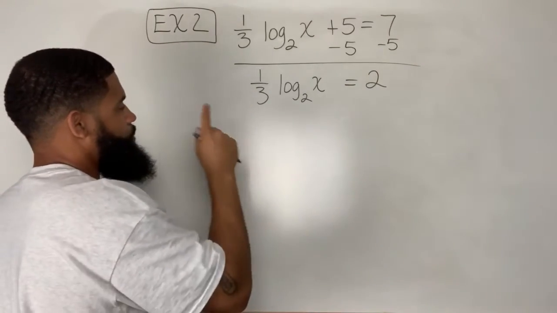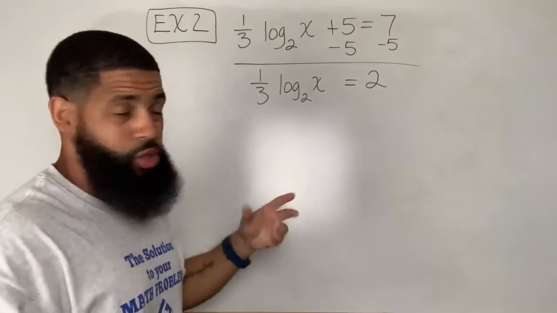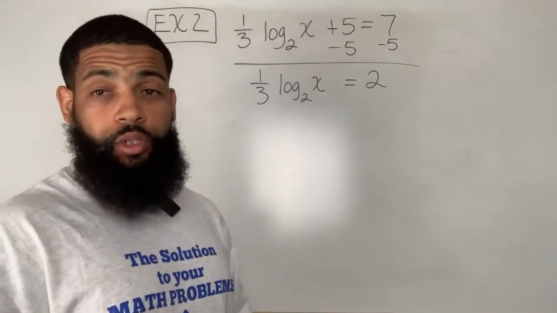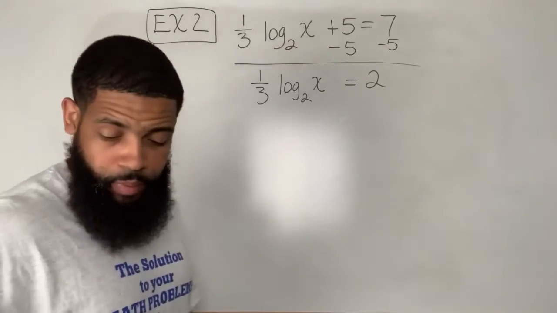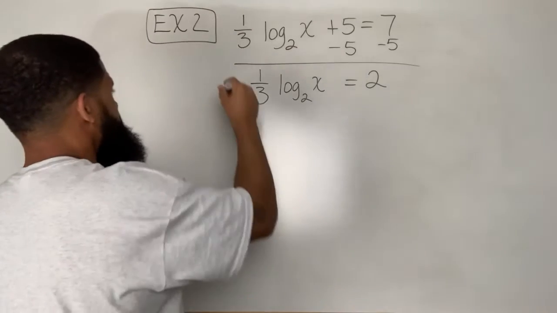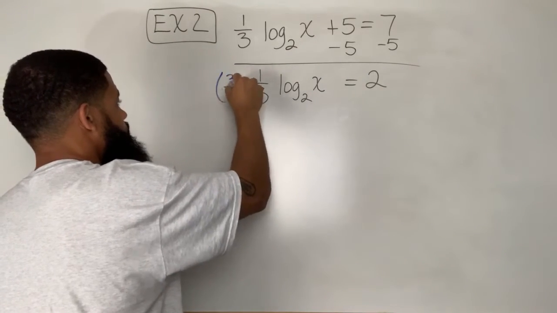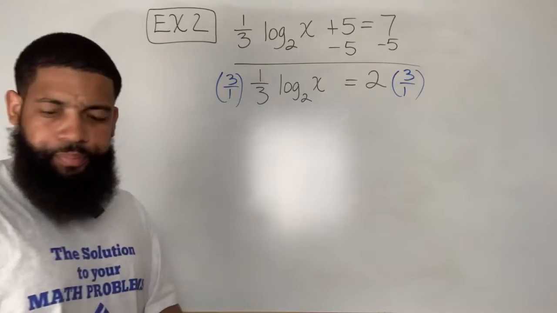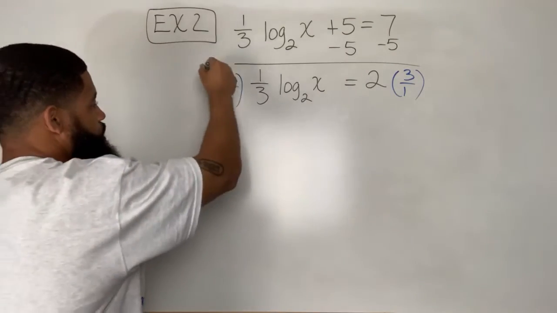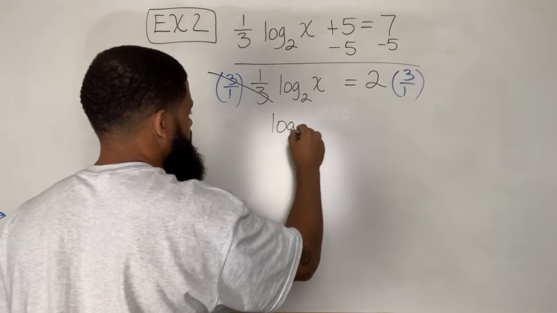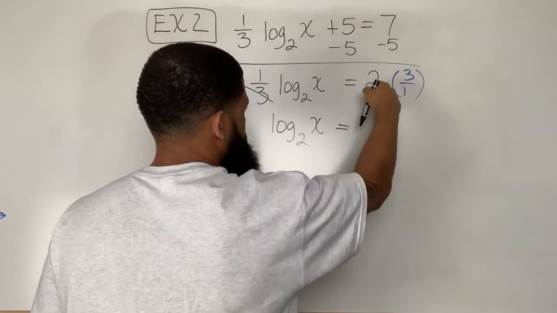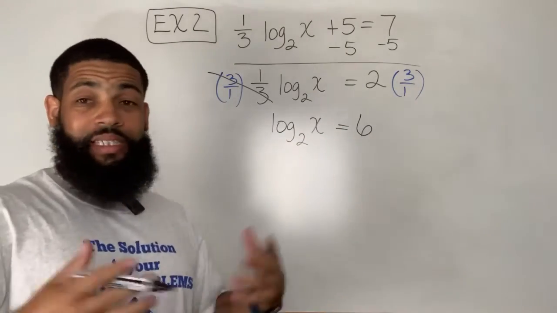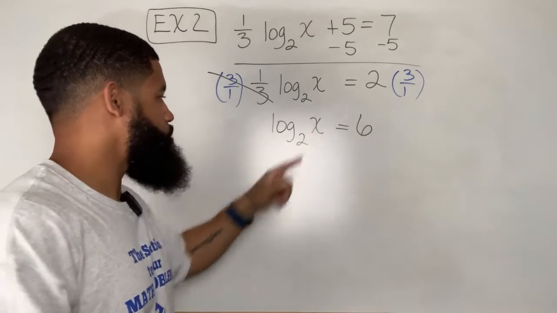Now, in order to get rid of this 1/3, because this is 1/3 times the log base 2 of x, it's the same thing as multiplying by 3 over 1, or multiplying by 3. Like in the previous example, I'll show you in parentheses: times 3 over 1, or times 3 over 1. Same thing. So these are gone, and I have log base 2 of x is equal to 2 times 3, which is 6.